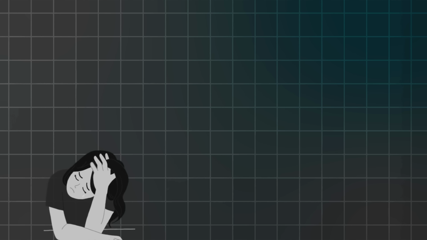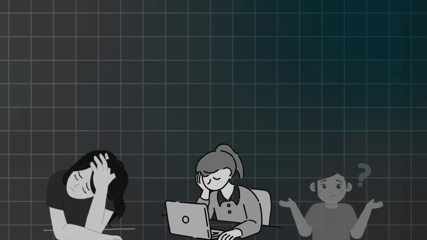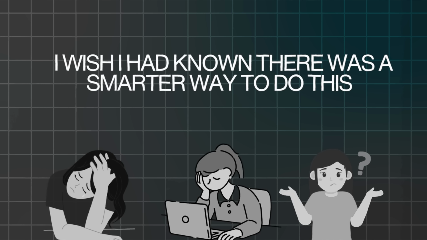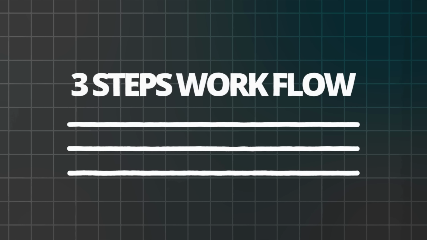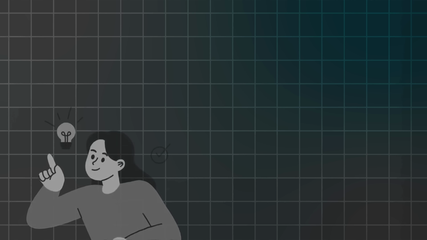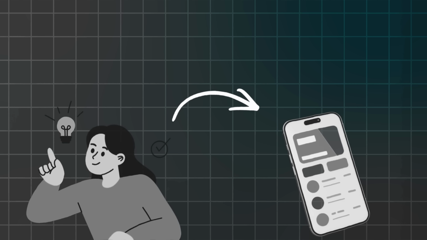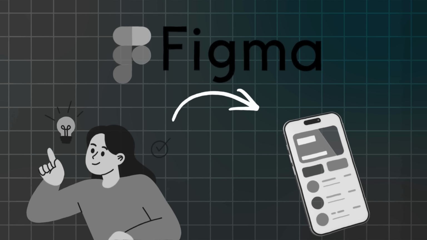It was frustrating. It was exhausting. I felt stuck. And honestly, I wish I had known there was a smarter way to do this from the very beginning. So, to help you avoid that exact mistake, today I'm breaking down a clear 3-step workflow that will help you go from idea to a production-ready app design using Figma's AI tools. No design background required, no complicated theory, no endless trial and error. Just a structured process that actually works.